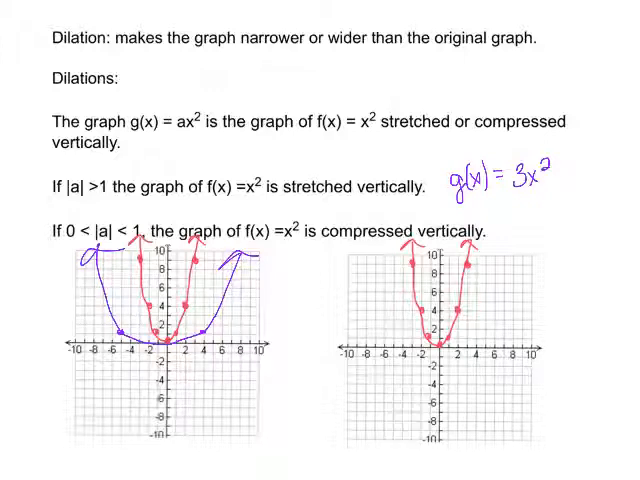If a, though, is between 0 and 1, then that means my g of x is going to be compressed, so it's going to get really narrow. Let's say that I had something like g of x equals 1/2 x squared. That means I'd be moving all of my pieces in by a half. And you can tell that if I was to draw all those points out, it becomes very narrow. So a dilation either makes it really wide or really narrow.